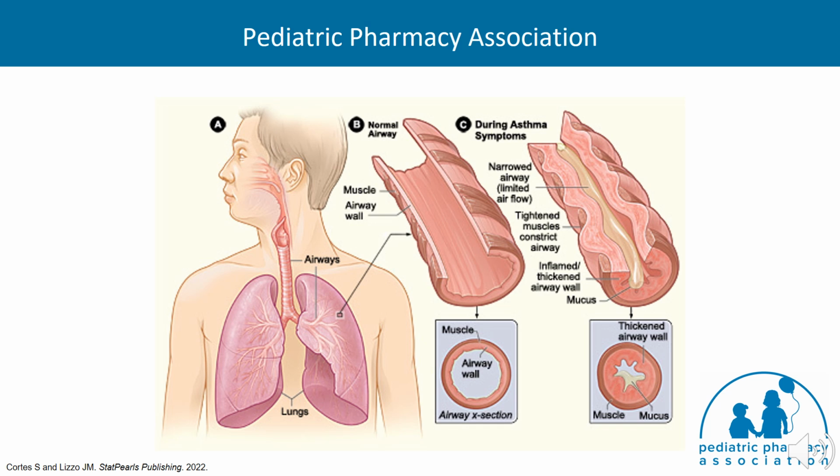This picture depicts a normal airway versus an airway of a patient with asthma symptoms. So as you can see, patients with asthma symptoms are going to have a narrowed airway with limited airflow, tightened muscles which constrict the airway, making it difficult for the patient to get breaths, and then an inflamed, thickened airway wall with secretions, making it hard for the patient to breathe.